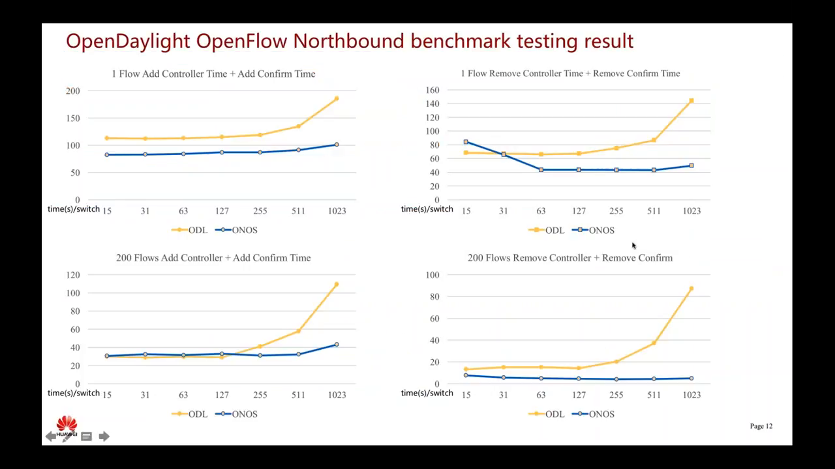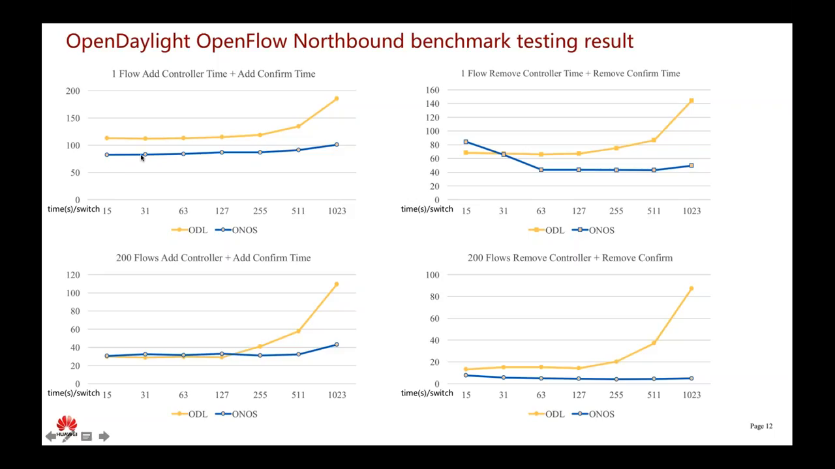So this is our data here. As you can see, this is adding one flow per REST message, this is adding 200 flows, this is removing one flow, and this is removing 200 flows. The yellow line is ODL, the blue line is ONOS, and the y-axis is time, so the lower the better.